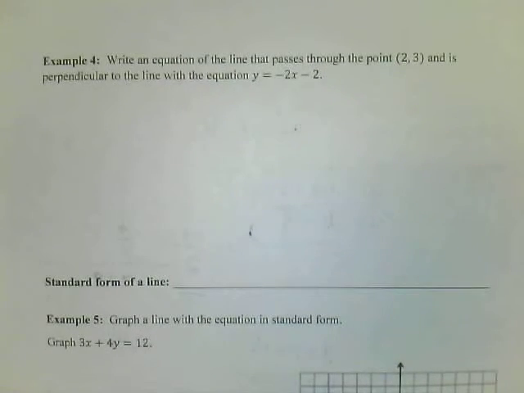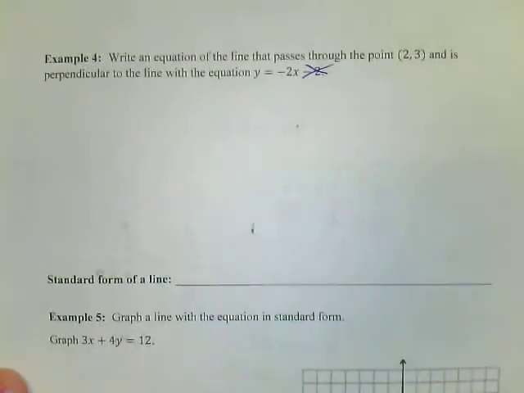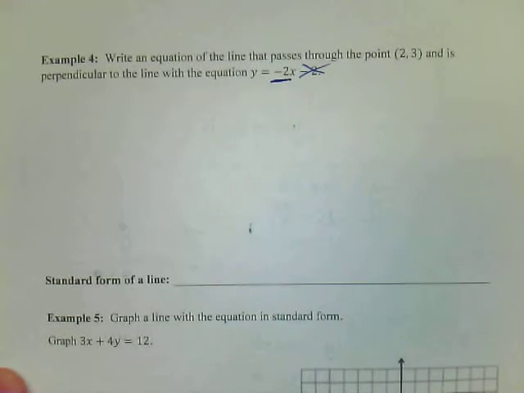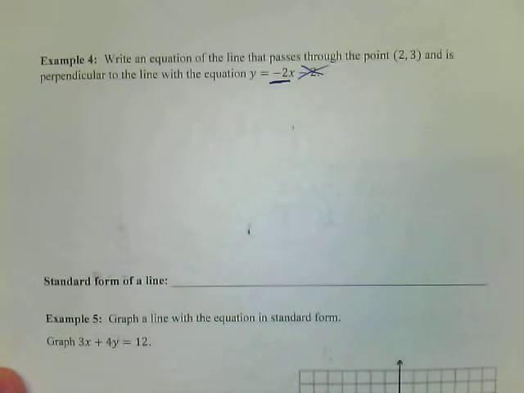Example 4. Write an equation of a line that passes through the point (2, 3) and is perpendicular to the line with the equation y = -2x - 2. So again, we don't care about where this line is. We don't care about what the y-intercept is, so that doesn't matter at all. All that matters is that the slope here is -2.